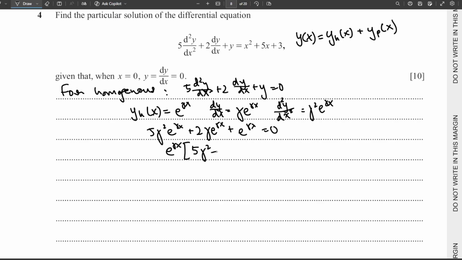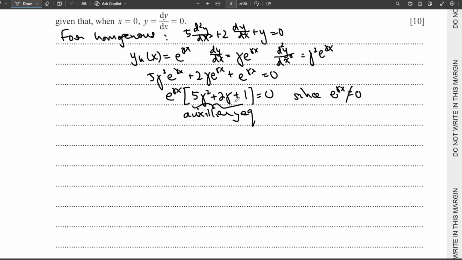So we have a quadratic equation in terms of gamma in the middle here, which we call our auxiliary equation. And since we know that e to the gamma x, the exponential function, will never tend to 0, I mean, it will tend to 0 but it will never actually be equal to 0, the only other possibility is that this auxiliary equation is equal to 0.